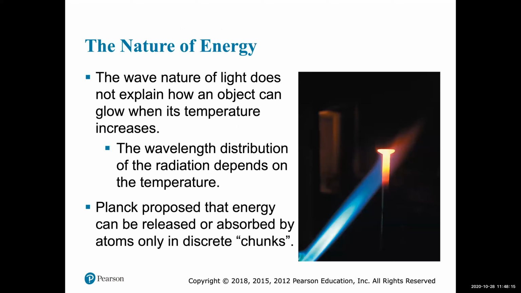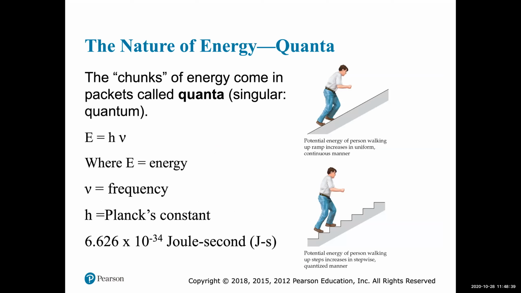So we talked about how that wave idea doesn't explain, in this case, the material being heated up and emitting light. And that's where Planck proposed that energy could be released or absorbed by atoms only in discrete chunks. The chunks of energy come in packets called quanta, and so energy equals Planck's constant times the frequency.